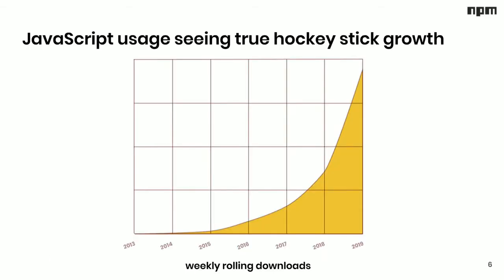I'm sure this comes to nobody's surprise, but there's definitely exponential growth in that ecosystem. And in the same way that you see this hockey stick with JavaScript, NPM has that same hockey stick.